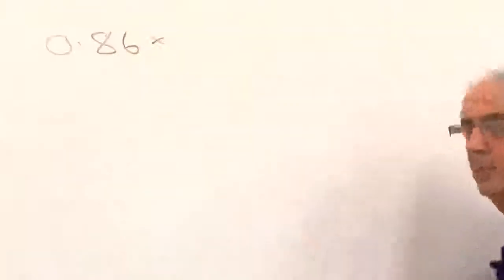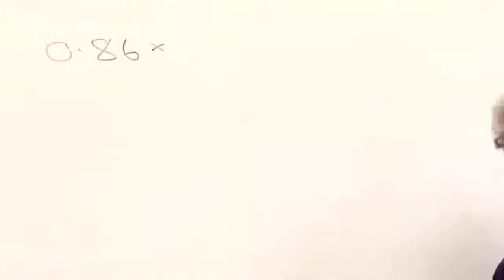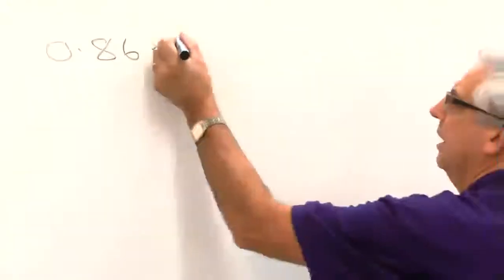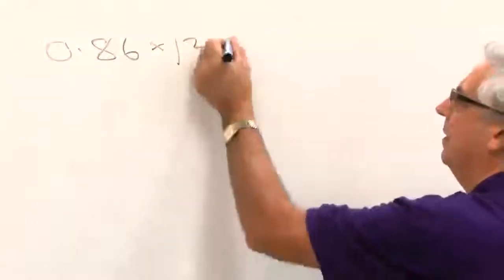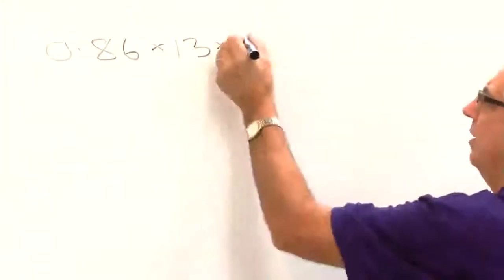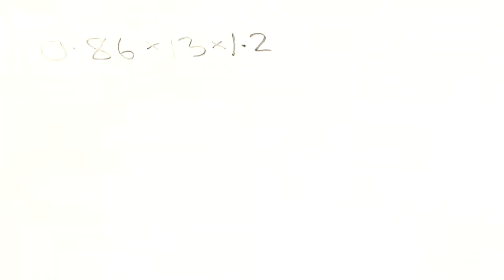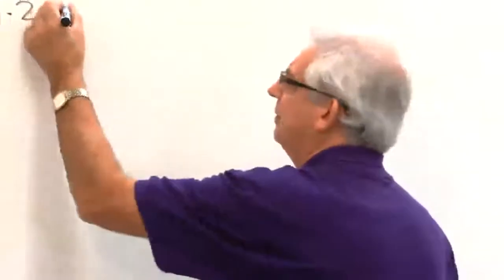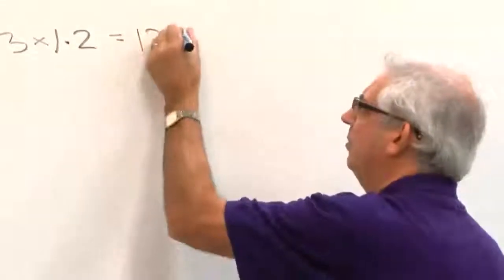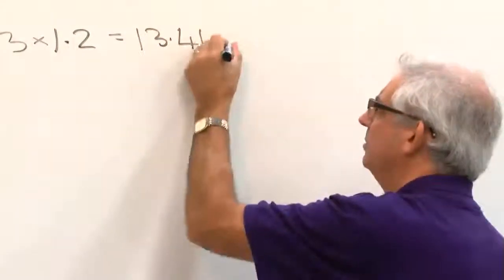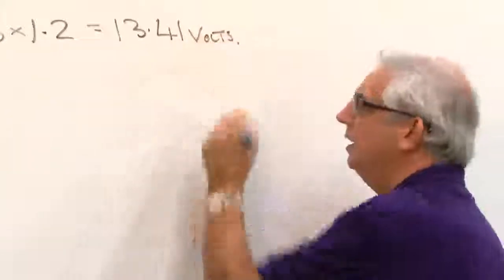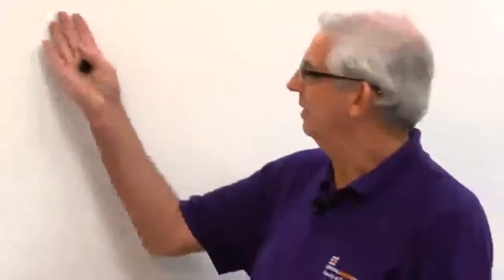The load for the water heater we know is a 3 kilowatt water heater, so it's going to be 13 amps. So we can use 13 amps in this instance, multiplied by the 1.2 for our temperature correction, that will give us a value of 13.41 volts. Now again, we know that that's too high for our circuit. We're only allowed a value of 11.5.